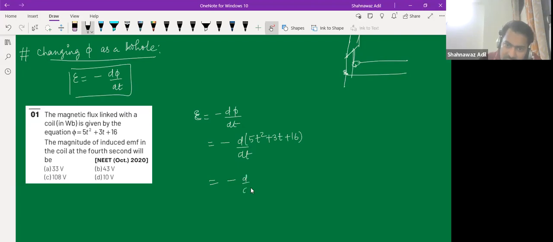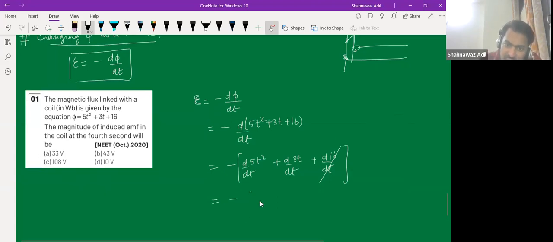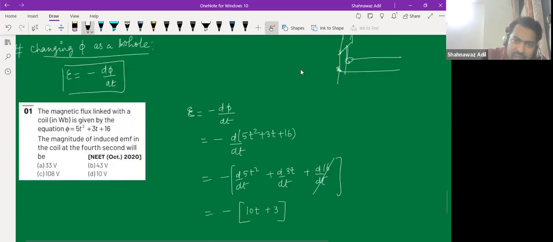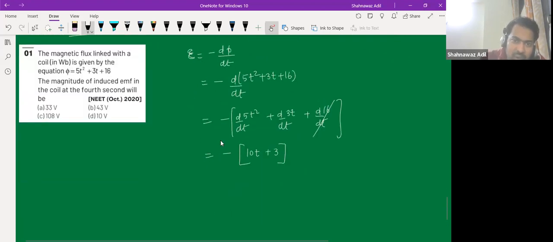So this would be minus d by dt of 5t square plus d by dt of 3t plus d by dt of 60. This is a constant, so that would be cancelled. If we differentiate, this would be 10t plus 3. So the EMF in 4 seconds would be minus 10 into 4 plus 3, so this is minus 43 volt.